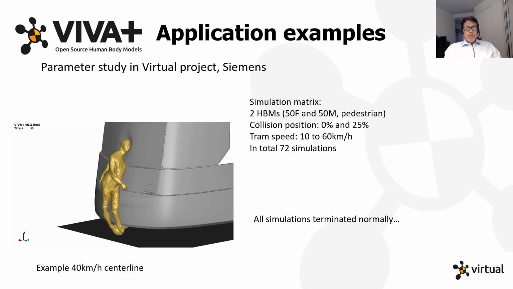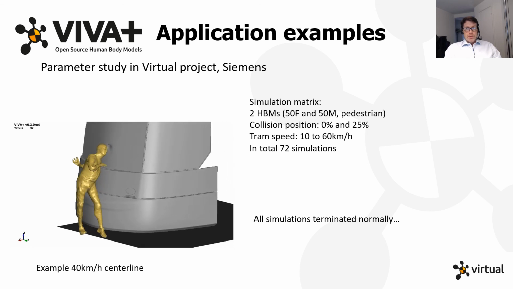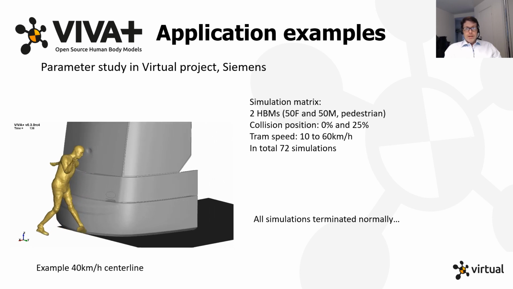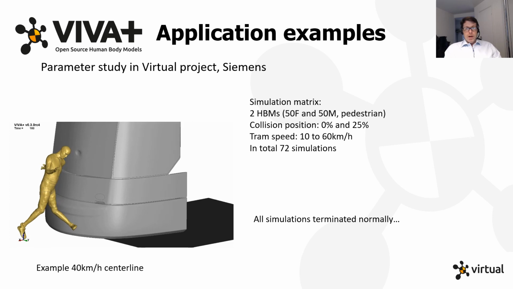Finally, one parameter study with a tram impacting a pedestrian in different configurations and at different speeds, up to 60 km/h, was carried out in the virtual project. In total, 72 simulations were carried out and all terminated normally.